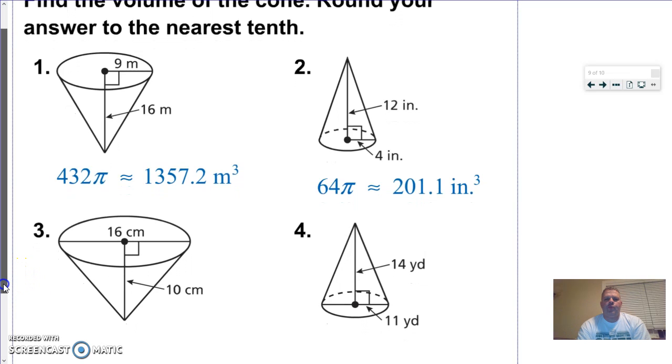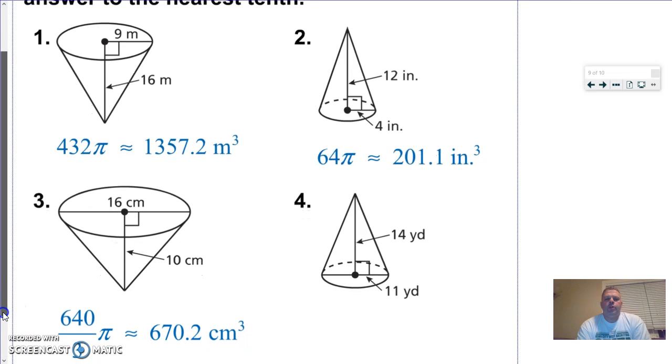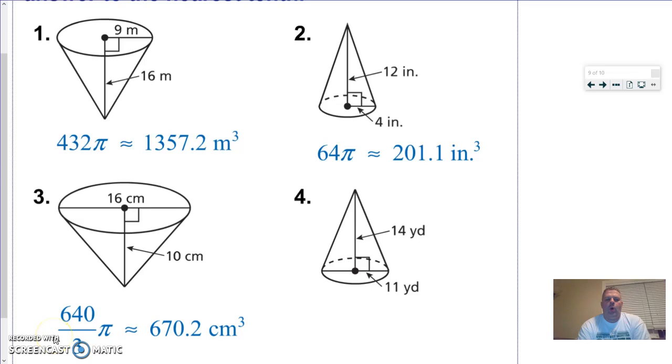In example number 3, we now know that the radius has to be half of 16, which is 8. 8 times 8 is 64, times 10, which is 640, divided by our 3, which will give us 213 and 1/3 pi, or 640 divided by 3 pi, which equals 670 and 2/10 cubic centimeters.